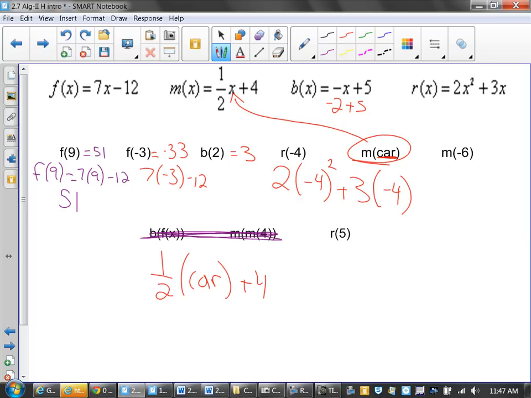M of -6. Which one are you going to use? All right, what's half of -6? Plus 4. Very good. Now the last little bit.